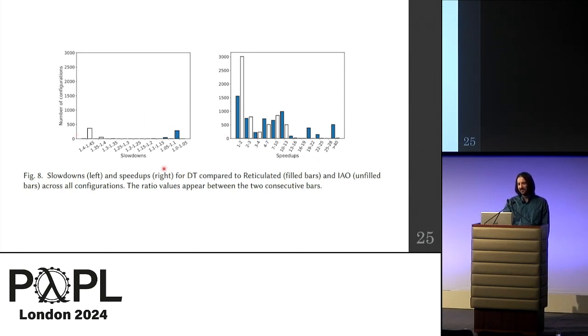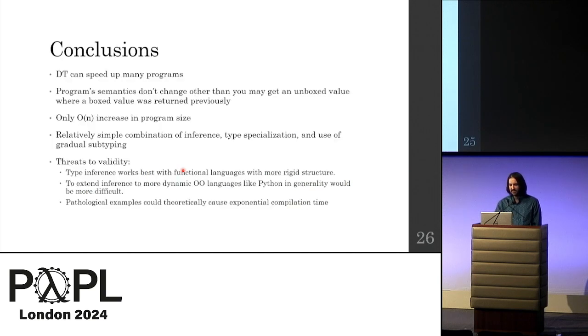We did get slowdowns, unfortunately, on certain programs, which is not great. However, it's not too bad given that it's a small number of configurations that are hitting this. So to conclude, this discriminative typing could speed up many programs.